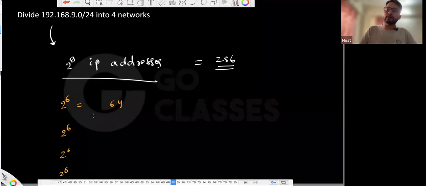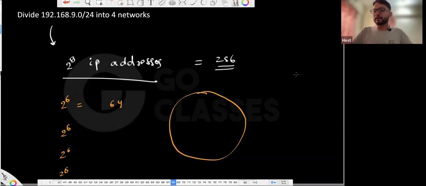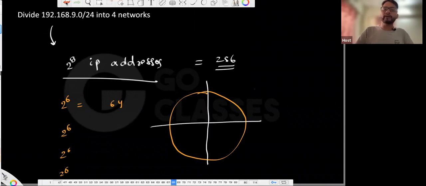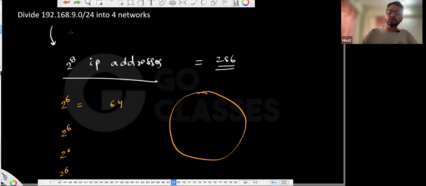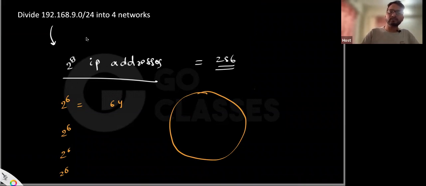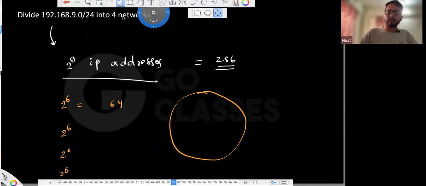I will divide this particular network. Let's suppose I'm representing this network with a pie chart, where there are IP1, IP2, like that. I will say, let me divide all the IPs into 4 parts. How can you divide? So what you will do, you will take this. Okay, this is 24. Let me write it on the next page also.